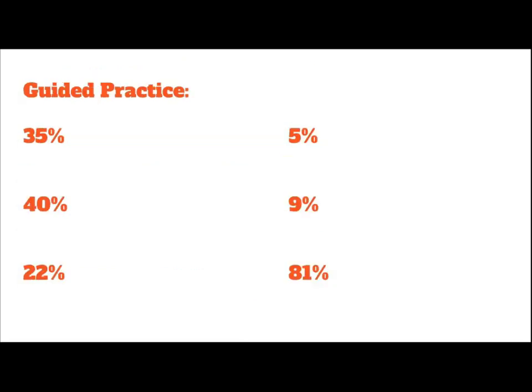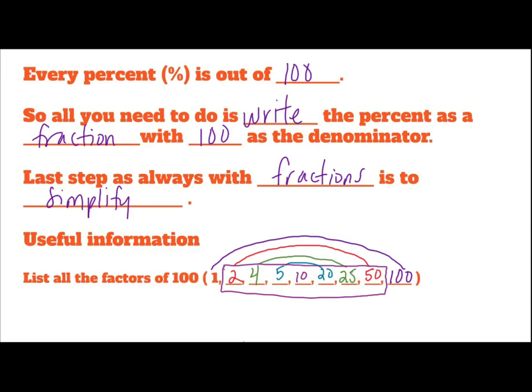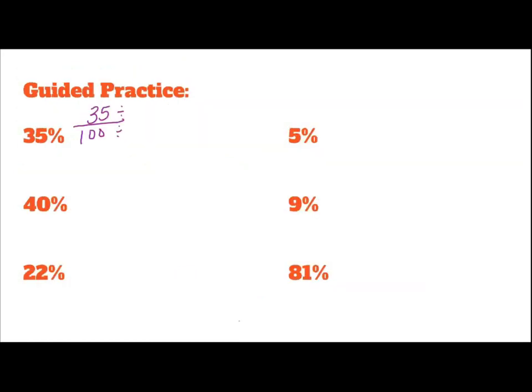Here I have 35%, so I'm going to write that as 35 over 100. Then I'm going to simplify, and I know 5 is on my list. Here's my 5. So I know that I can use the 5, and I can divide 35 and 100 both by 5. 35 divided by 5 is 7. 100 divided by 5 is 20. 7 over 20 cannot be simplified anymore, so I know I'm done.